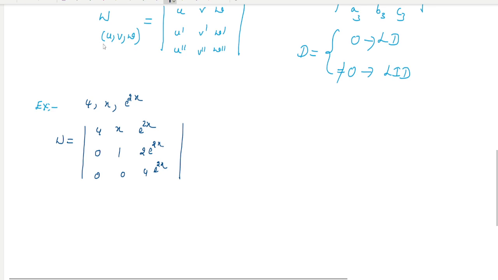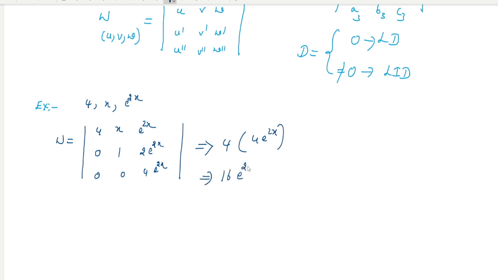So what is the determinant of this function? So 4 into, so these are all 0, only remaining 4 e power 2x. So that is equal to 16 e power 2x, right? So this is linearly independent. So the determinant is not equal to 0, then it comes to linear independent.